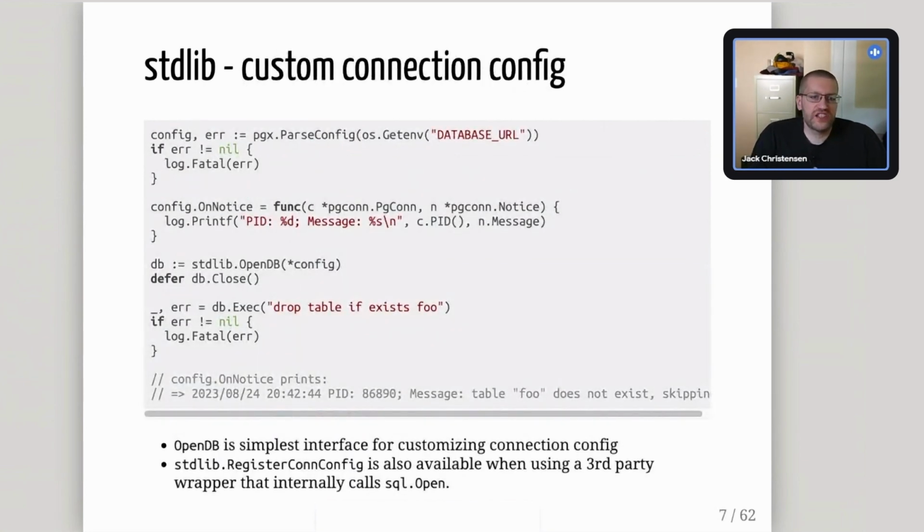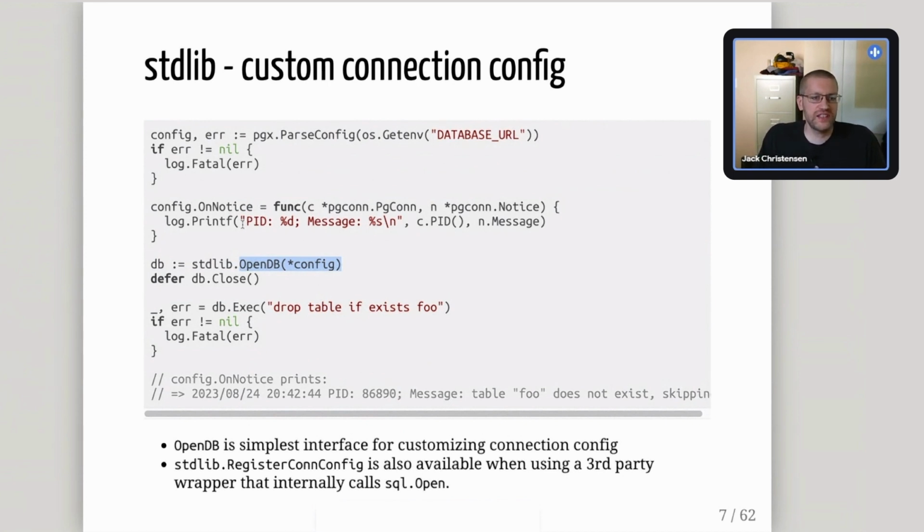Another place you can reach down a level is with custom connection configs. You can use just a normal PGX ParseConfig, and you can do whatever you want here. You pass that to stdlib OpenDB, and you get a database SQL database out the other end. But all your configuration that can't be put through a connection string, you can still do. For example, here we have an OnNotice handler. Now, notice is different, confusingly, from the Postgres listen notify.